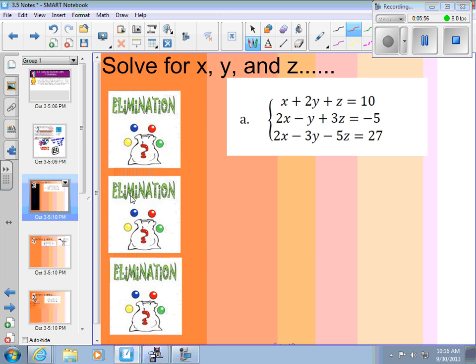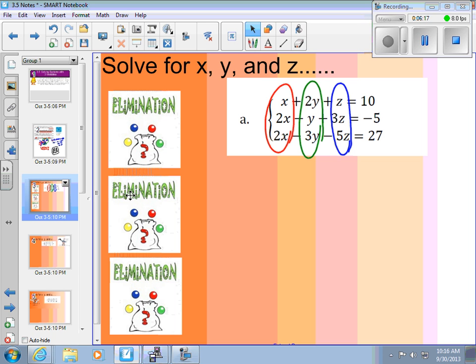Our x's, our y's, or our z's. So which one here could we eliminate easiest? Well, z's have 3, 5, and 1 as their numbers. We could figure out that they go into 15, but we'd have to do a lot of multiplying to do that. If we look at our y's, 2, 1, and 3, those numbers would go into 6. Again, there'd be a lot of multiplying. But if you look at our x's, 1, 2, and 2, we could get elimination with our x's pretty easily by just doing one multiplication.